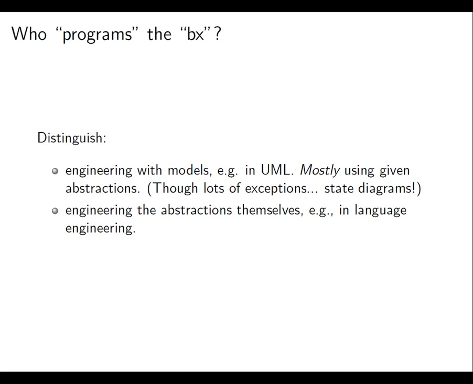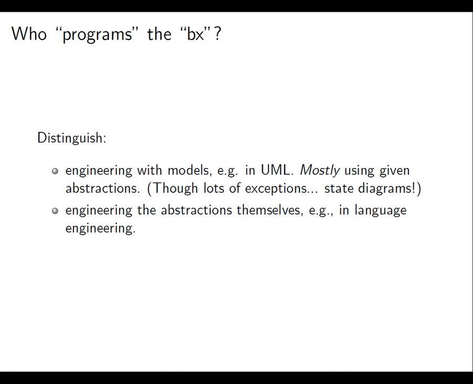This also gives us a framework in which to distinguish between the use of a given abstraction and the creation of an abstraction, which I mentioned right at the beginning. And this turns up as the question of, well, who programs the bidirectional transformation? A lens is a kind of bidirectional transformation, by the way, and I usually use the bidirectional transformation terminology. So engineering with models, for example in UML, mostly involves using a given abstraction. So the abstraction that relates code in a class diagram, for example, is pretty fixed, and students just learn it and can learn how to use it.